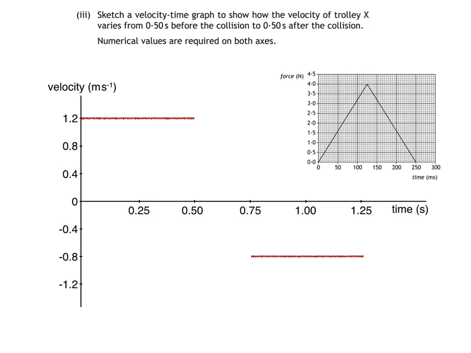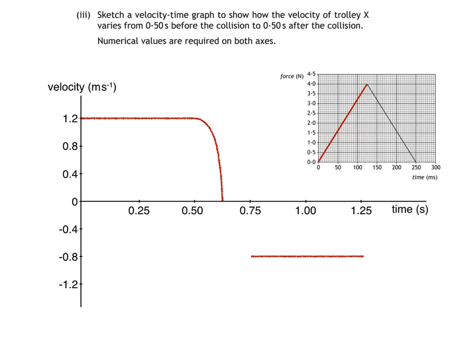For the collision itself, for the first 125 milliseconds, that's 0.125 seconds, the force applied to trolley X increases. This would result in trolley X decelerating like so. The force acts in the opposite direction to the trolley's motion. As the force applied to trolley X increases, its deceleration increases also. So the gradient of the graph gets increasingly negative.